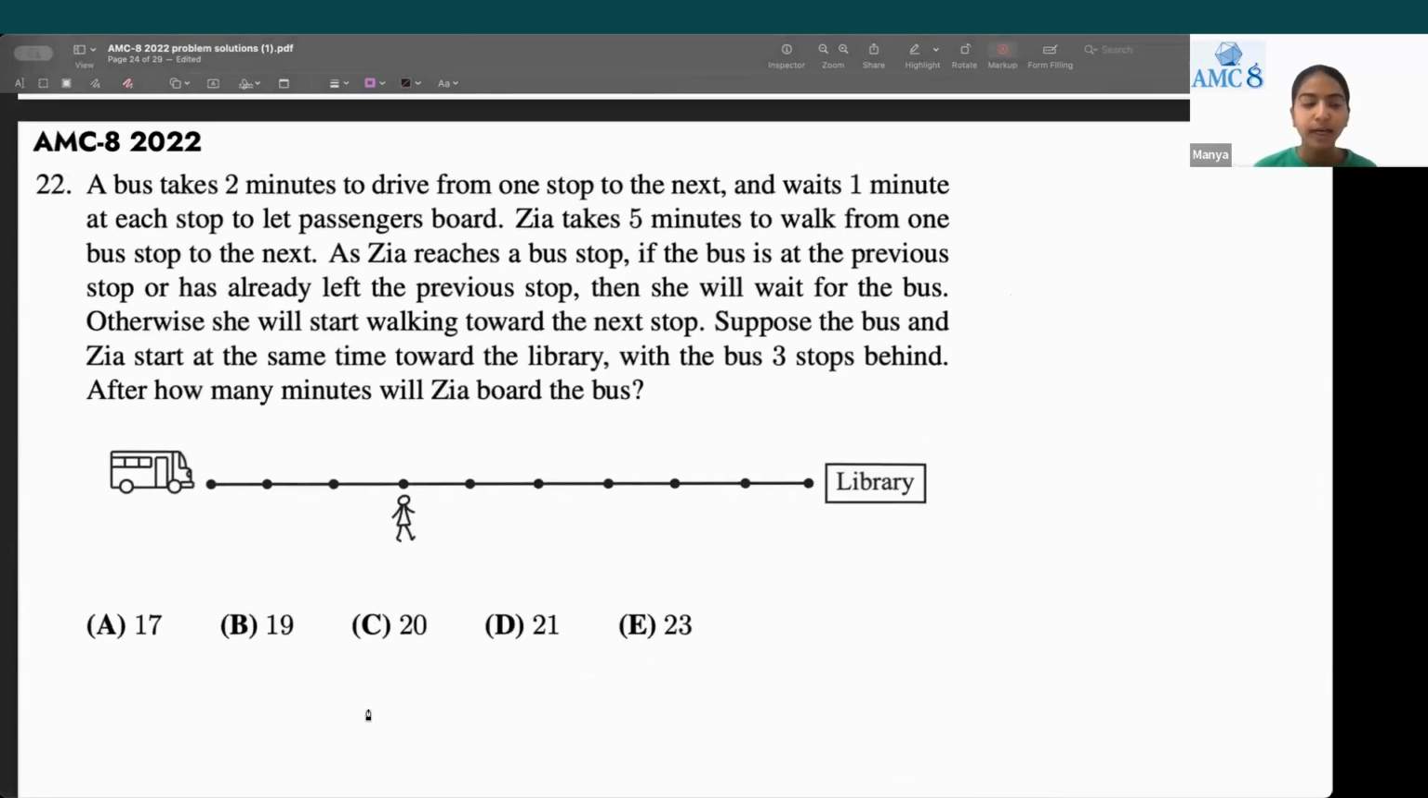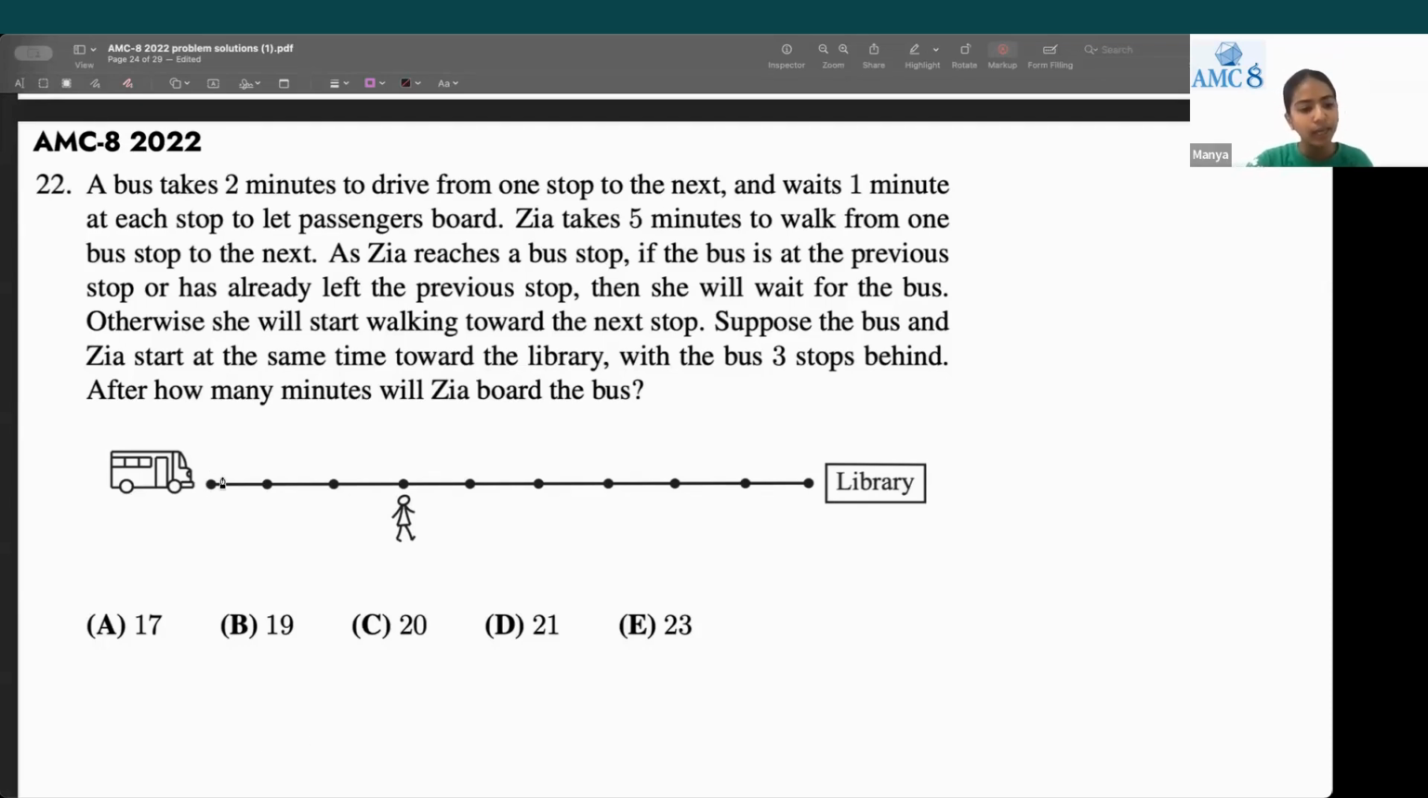Problem number 22. A bus takes 2 minutes to drive from one stop to the next and waits 1 minute at each stop to let passengers board. Zia takes 5 minutes to walk from one bus stop to another. As Zia reaches the bus stop, if the bus is at a previous stop or has already left the previous stop, then she will wait for the bus. Otherwise, she will start walking towards the next stop. Suppose that the bus and Zia start at the same time towards the library with the bus 3 stops behind. After how many minutes will Zia board the bus?